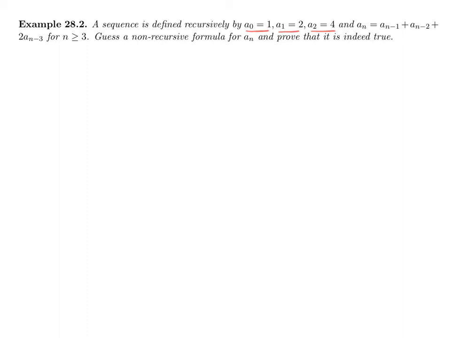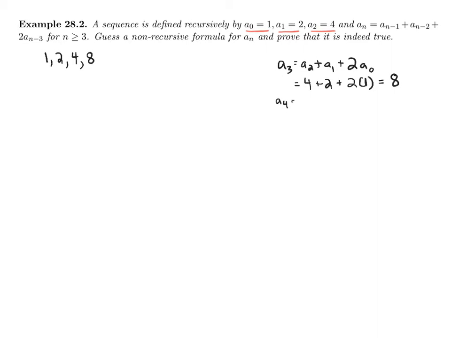Okay, now that we're back. Well, we know A0 is 1, A1 is 2, A2 is 4. Let's calculate A3. So A3 is going to be A2 plus A1 plus 2 copies of A0. So that's going to be, well, A2 is 4, A1 is 2, and 2 copies of A0, well, A0 is 1. So that's 4 plus 2 plus 2 times 1 is 2, which is 8. So A3 is 8.